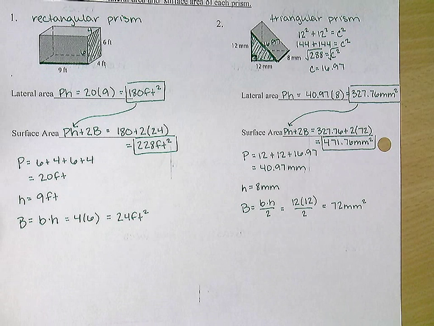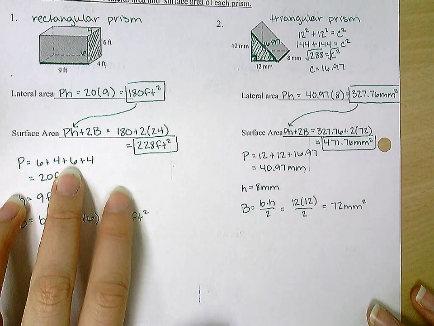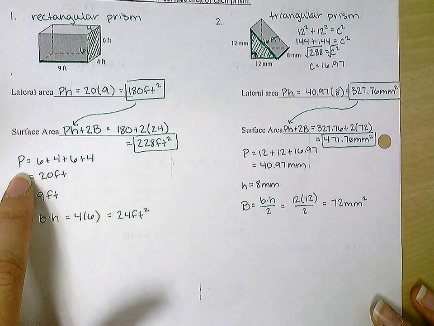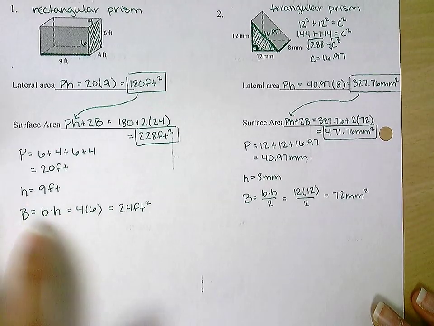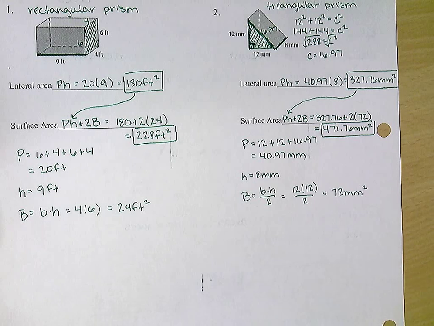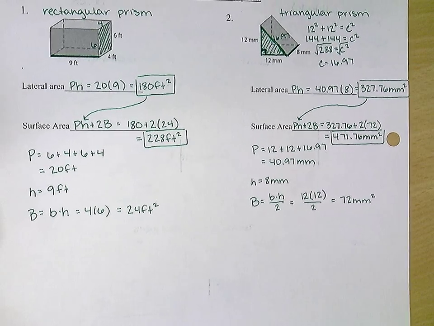So once you find P, H, and B, you can just plug those into your lateral area and surface area formulas. When you do these problems, I do want you to show your work. Now, by show your work, I don't mean you have to write out 6 plus 4 plus 6 plus 4. I do, however, want you to write out P is equal to 20 feet, and H is equal to 9 feet, and B is equal to 24 feet. So write each of those out before finding the lateral area and the surface area, because you will have to do that on your quiz. So you'll have to show me what each of those are.